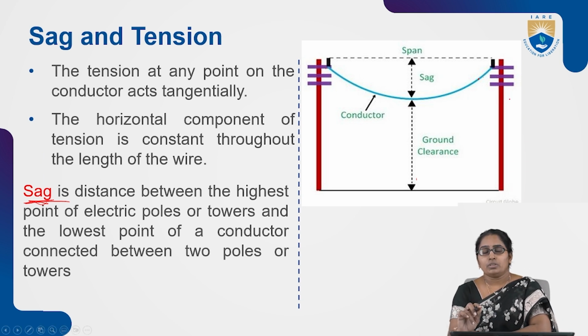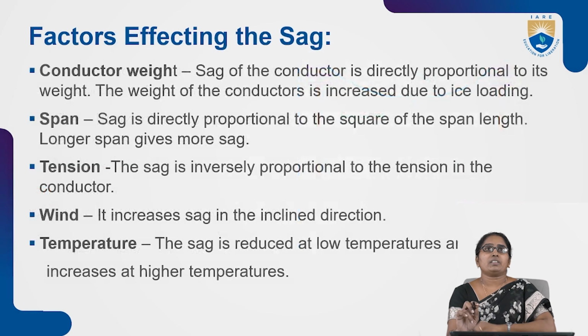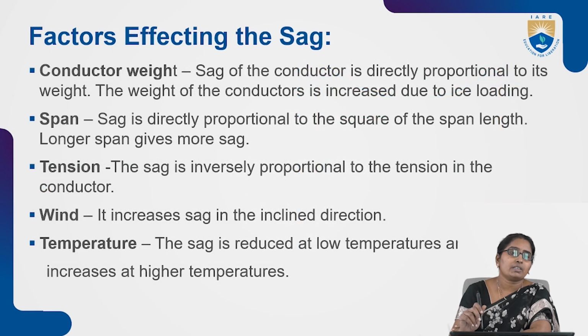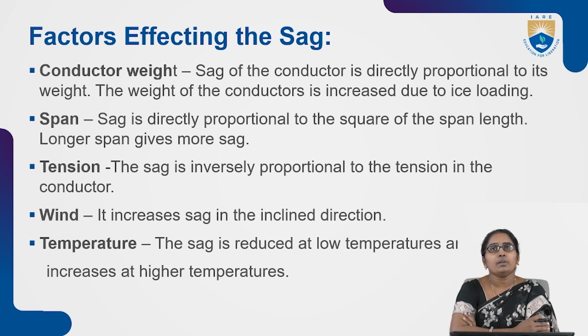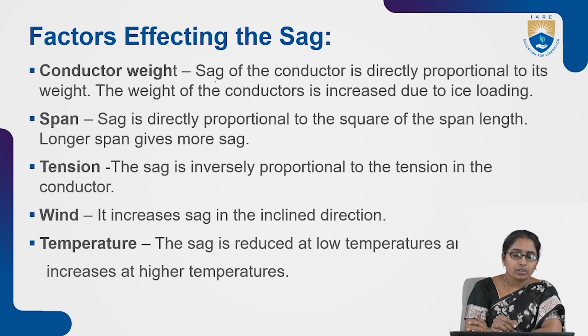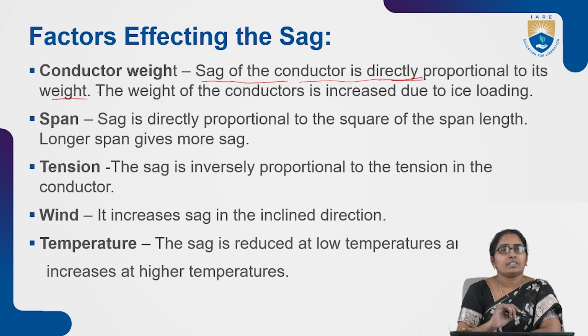Next, what are the factors affecting this sag? We came to know sag is the distance between the highest point of the tower and the lowest point of the conductor suspended between them. First one, conductor weight. Sag of the conductor is directly proportional to the conductor weight. Sag increases with the increase in the weight of the conductor.